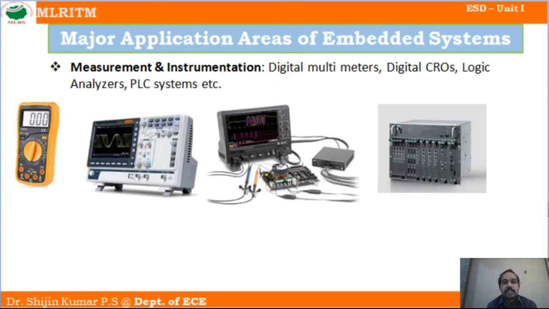Next is measurement and instrumentation. We have so many measuring devices. If you go to a shop, you can see a digital weighing machine with a digital display. What is actually happening? Inside that machine there is a spring. When the load is applied, the spring tension changes. Based on that tension, some values will be generated, some electric signal.